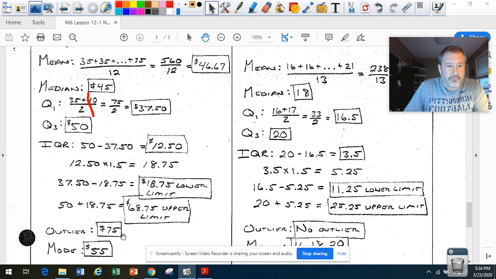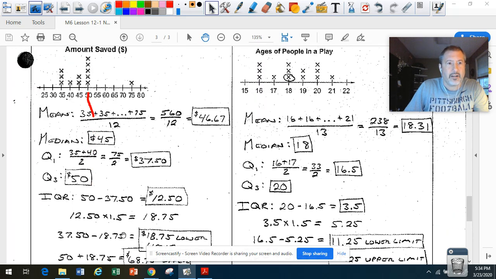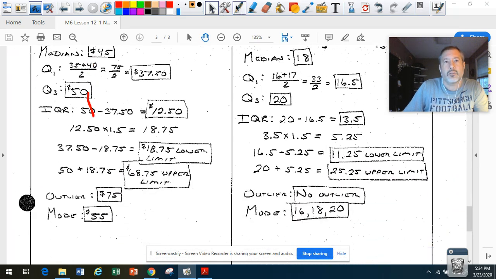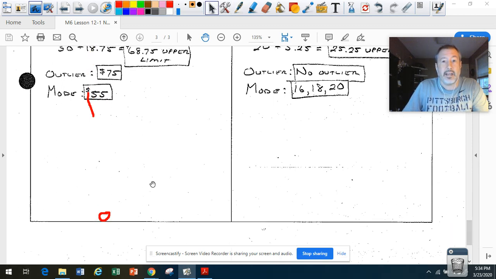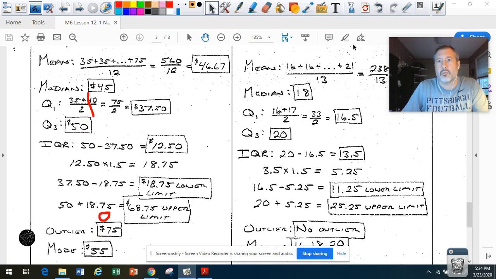So 55? No, mode is not $55. Geez, oh man, Mr. Spencer made another mistake. Correct this mistake here. Make this $50 right there. So our mode is 50. So it doesn't look like we need to explain anything. That's good because Mr. Spencer made a couple mistakes there. So make sure you make those corrections.